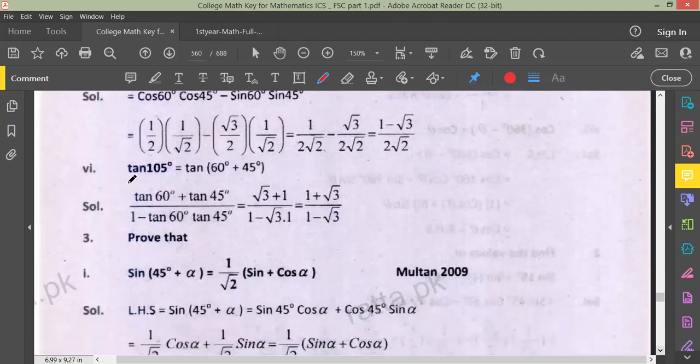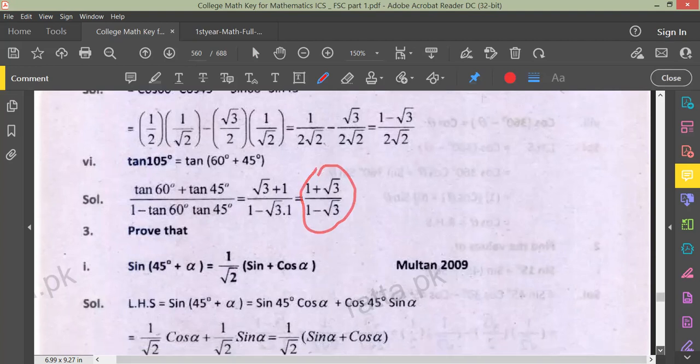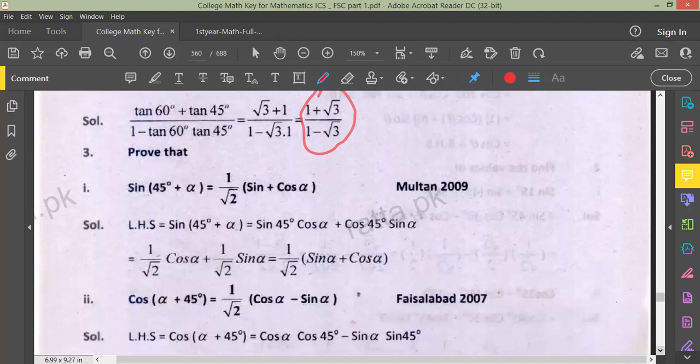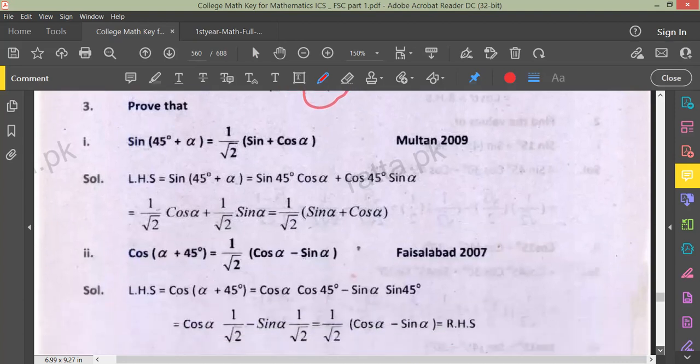Similarly, you can write tan 105 as tan of 60 plus 45, after applying the tan of alpha plus beta formula. So this will be equal to tan alpha plus tan beta over 1 minus tan alpha tan beta. So after putting in the values and simplifying, 1 plus square root 3 over 1 minus square root 3 will be the final answer. Similarly, if we do the third question, first part, this is an important part of the third question.